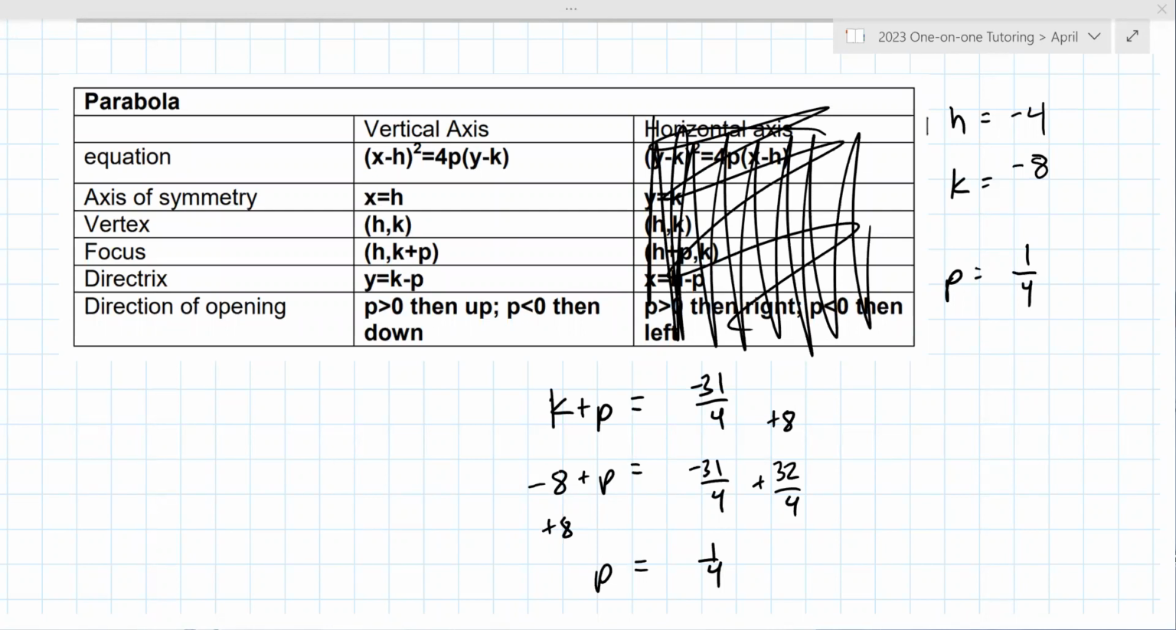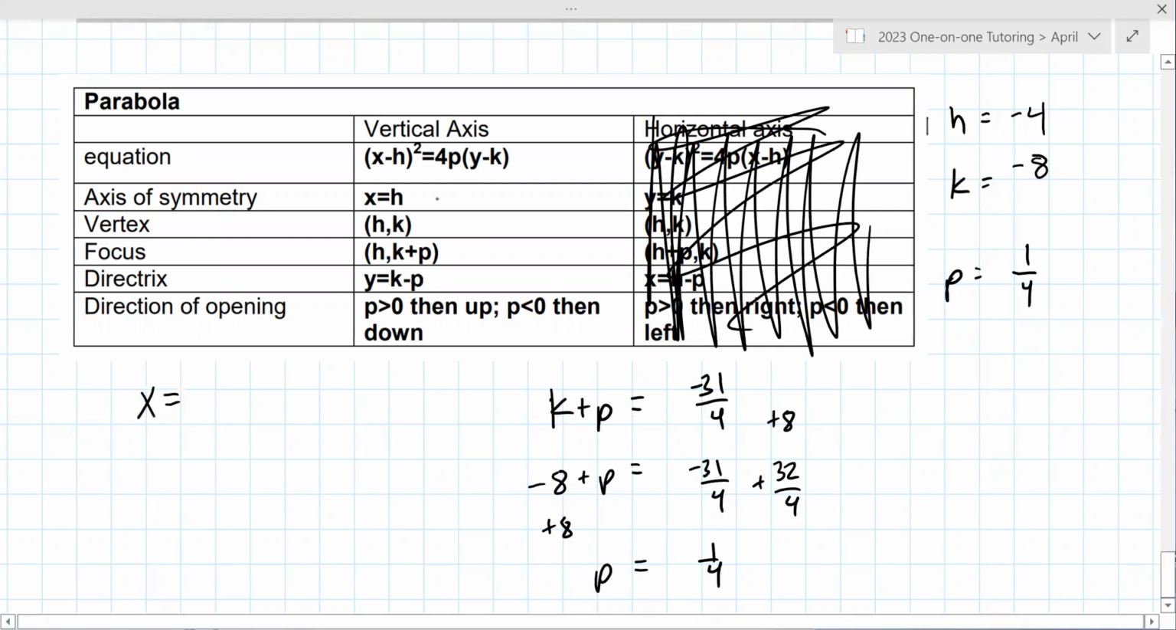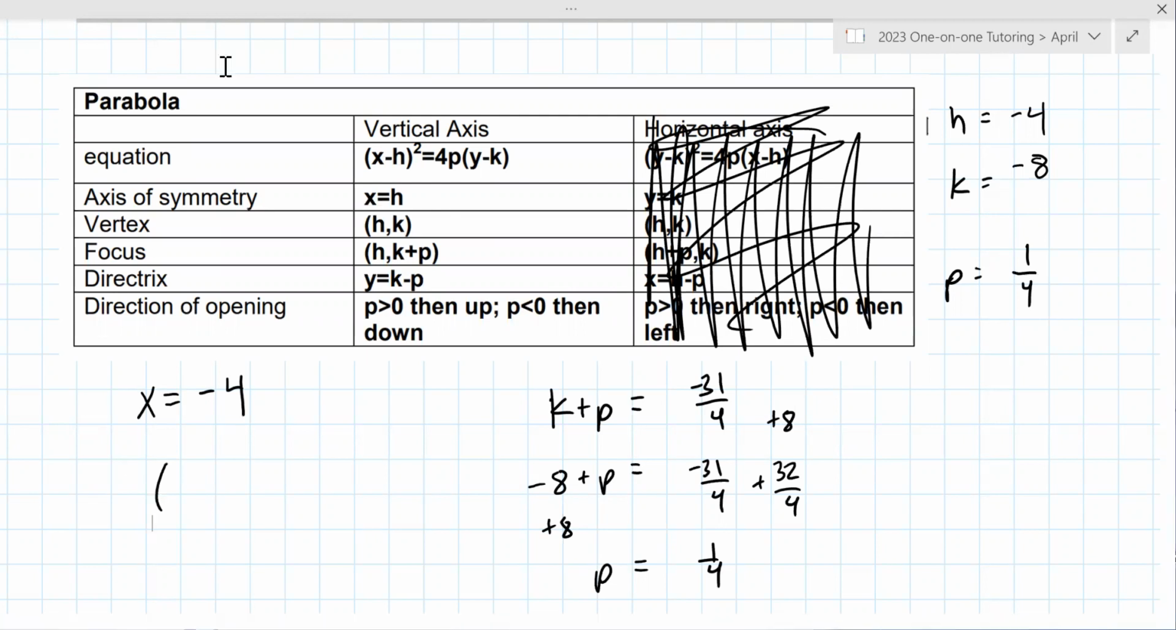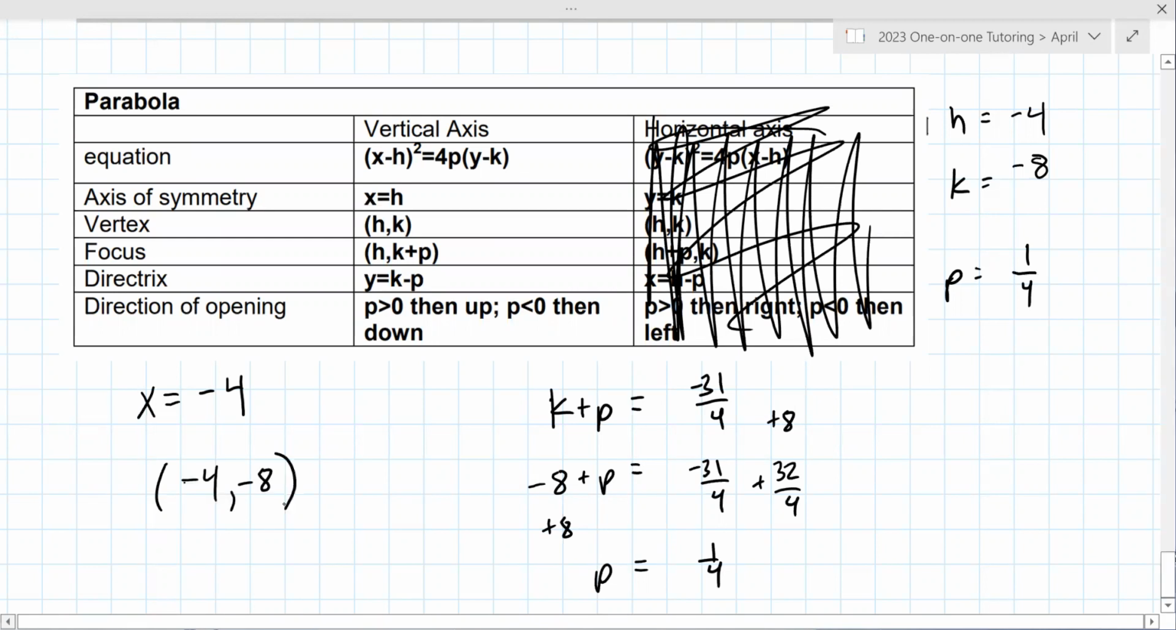The axis is x equals negative 8. Okay. It's the H value though. Oh, x equals negative 4. Good. Okay. And then the vertex. Negative 4, negative 8. Good. All right. And focus. Focus here.